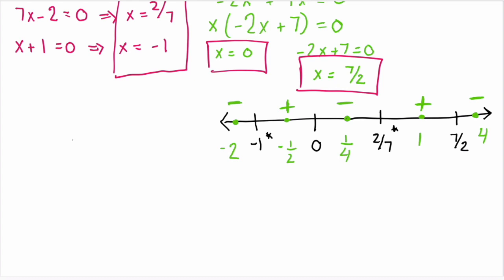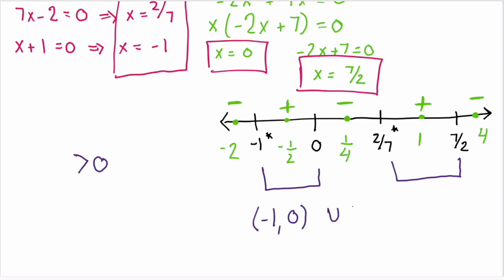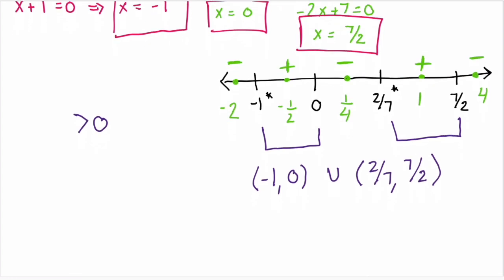Remember that our inequality was greater than 0. So we're looking for any interval that was greater than 0, or positive. That would be right here and right here. So what are those intervals? That first interval is from -1 through 0, and the second interval is from 2/7 through 7/2. See how helpful that number line is? And make it large if you need to, so you have plenty of room.